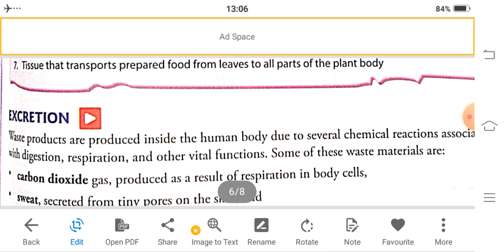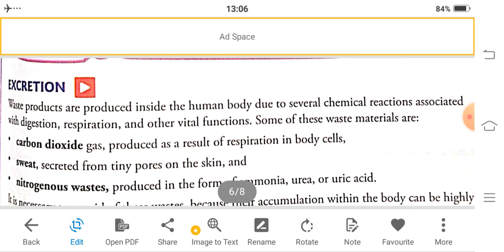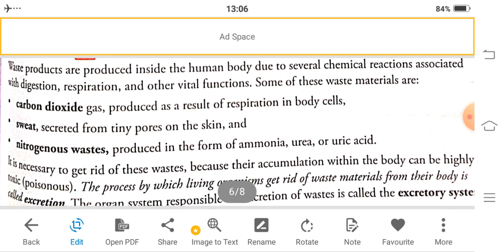What are the various waste materials produced in the human body? The various waste materials produced in the human body are carbon dioxide, sweat, that is water, and some nitrogenous waste. Carbon dioxide is produced as a result of respiration in the body. Sweat is secreted from the tiny pores on the skin, and nitrogenous waste is produced in the form of ammonia, urea and uric acid.